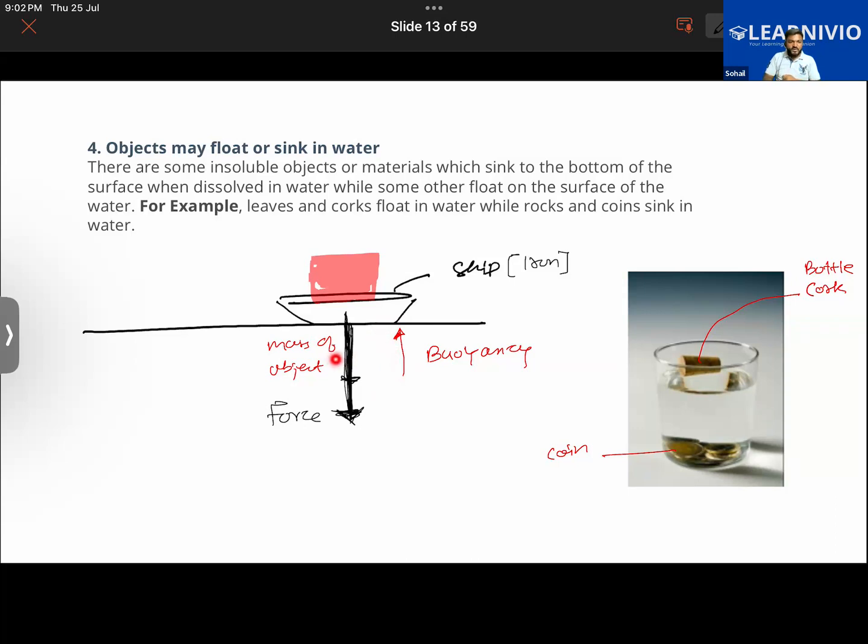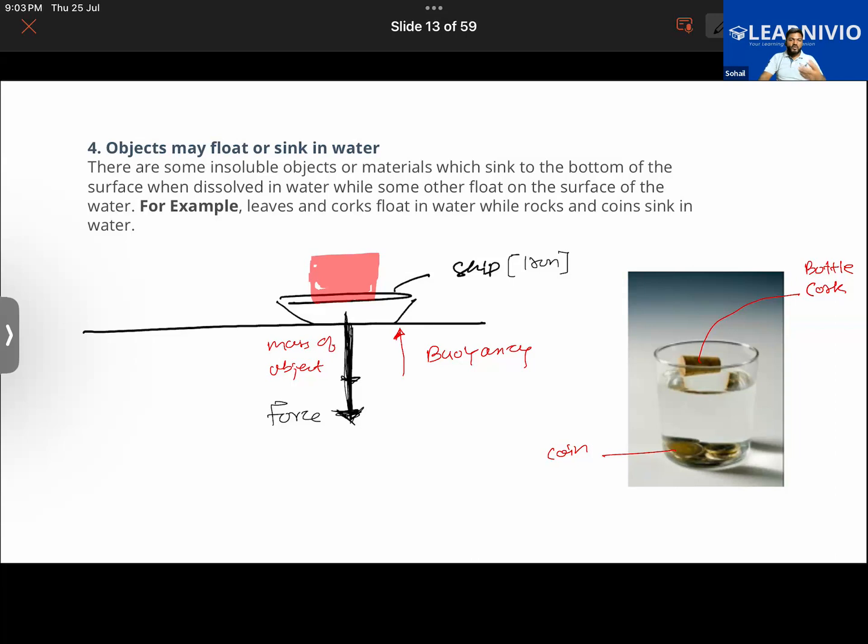But if it is equal, then the object would be floating. Understanding what I'm trying to say? Furthermore, another thing is that iron ships are constructed in such a way that they are hollow from within. And the density of the ship is distributed in such a manner that it is evenly distributed. Getting it?